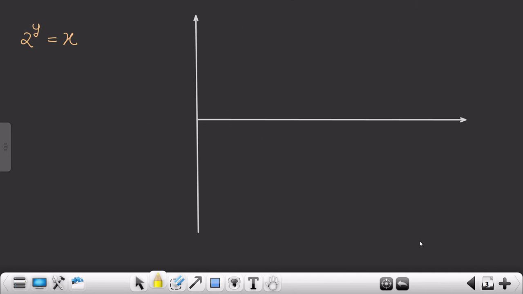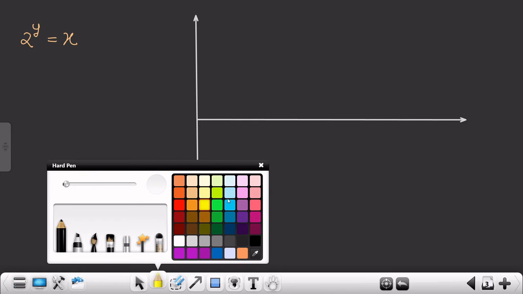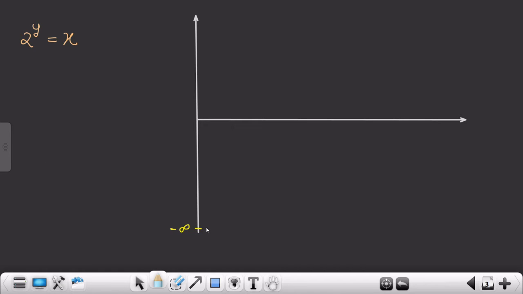So at minus infinity, let's suppose this is minus infinity, correct? For the time being, we are getting a 0 value, right? So our graph would be somewhere over here. Let me use blue color. Yeah, our graph may be somewhere over here, correct?